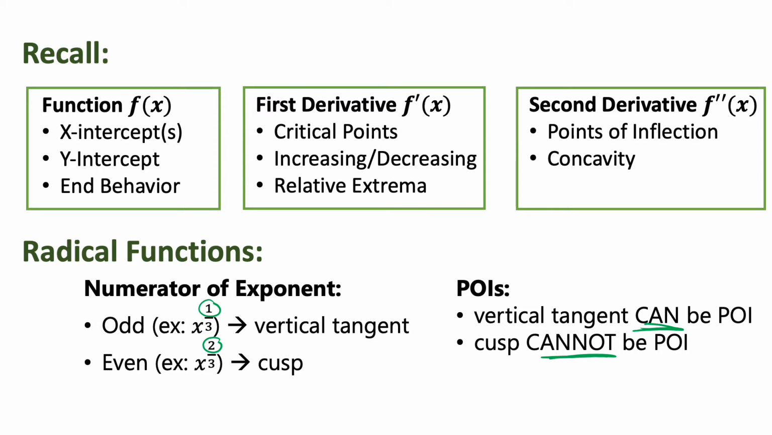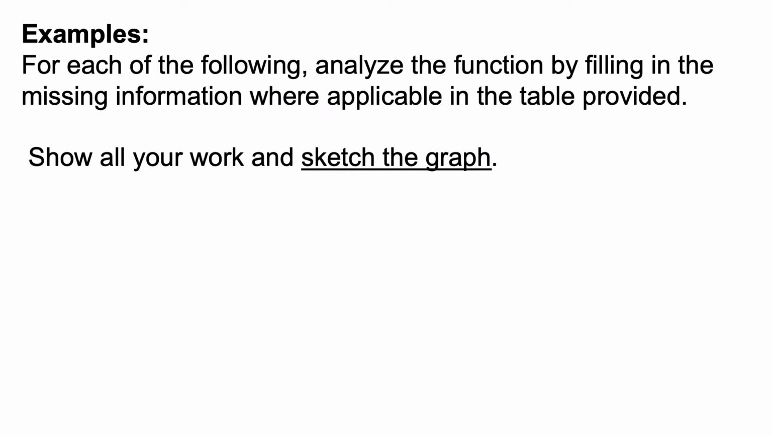So we're going to take all of this information and apply it to a couple of examples, just like we did in yesterday's lesson. The directions for the examples in today's lesson are the same as they were for lesson 35. For each of the following, we're going to analyze the function by filling in missing information where applicable in the table that is provided. We're going to then try to sketch our graph using what we have found.